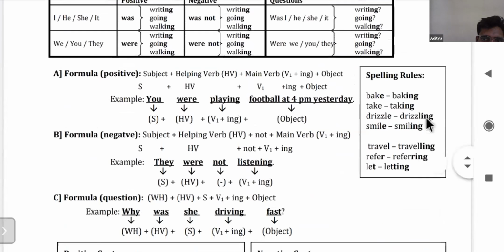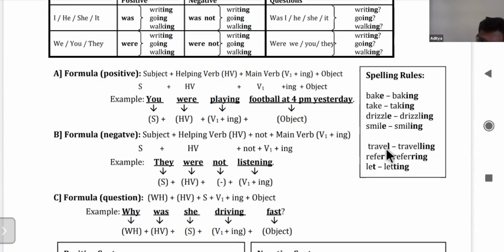Great. So the formulas are all there. Let's look at the spelling rules first. As you can see, what is this? Baking. Yeah, so what has happened here? E is gone and replaced by ing. So this rule, as you know, must be handled all the time properly. And look at this one.